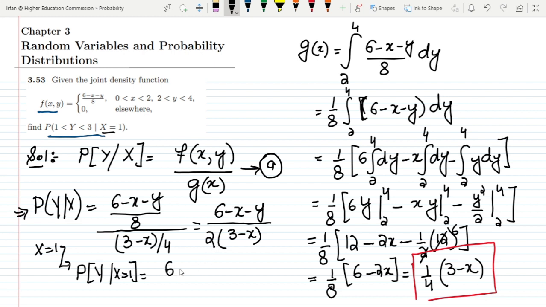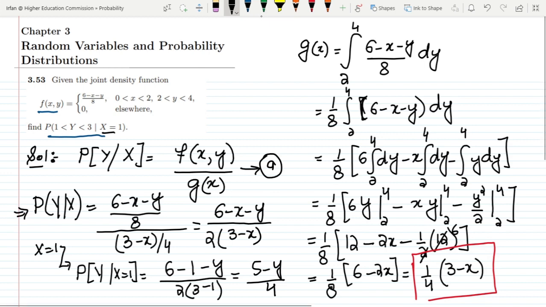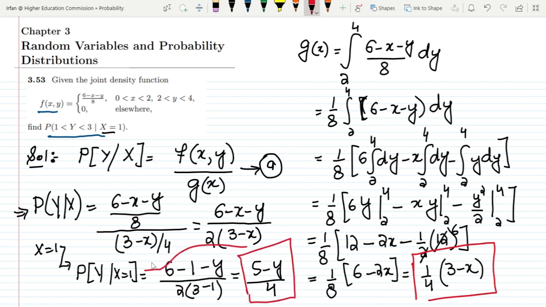So putting the value of x here, I will get (6 minus 1 minus y) divided by (2 times 3 minus 1). So here I will get (5 minus y) whole divided by (3 minus 1 is 2, 2 times 2 is 4). So this is 5 minus y divided by 4. This is for the probability of y given x equal to 1.